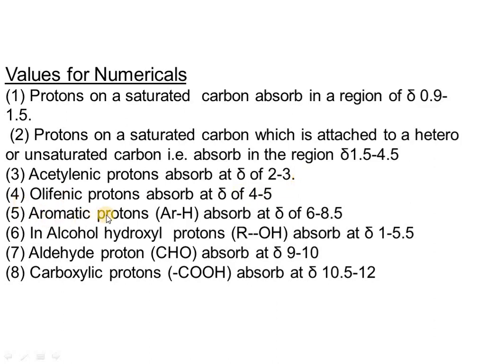For aromatic protons, the delta value is 6 to 8.5 ppm, and alcohol hydroxyl protons absorb at 1 to 5.5 ppm. The aldehyde proton value is 9 to 10 ppm, and carboxylic protons absorb at 10.5 to 12 ppm. By memorizing these values, we can easily solve the numericals of NMR spectroscopy, which we will take up in further lectures. So, thank you.